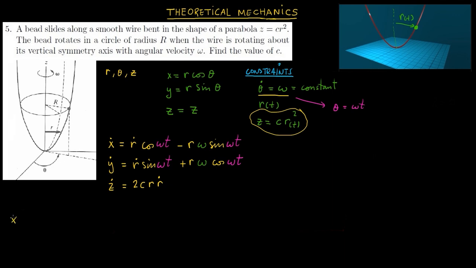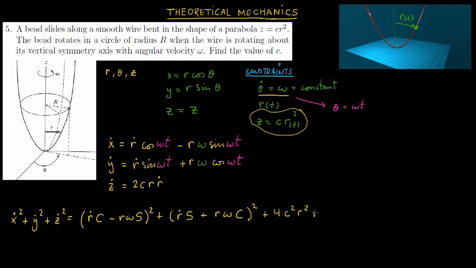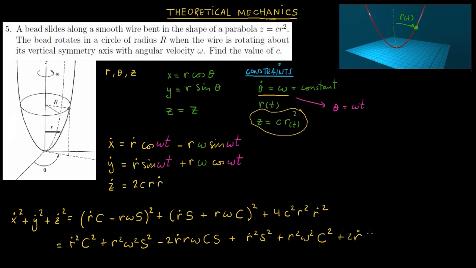Let's now compute x dot square plus y dot square plus z dot square equals to r dot cosine minus r omega sine square plus r dot sine plus r omega cosine square plus 4c square r square r dot square, which expands to r dot square cosine square plus r square omega square sine square minus 2 r dot r omega cosine sine plus r dot square sine square plus r square omega square cosine square plus 2 r dot r omega cosine sine plus 4c square r square r dot square.